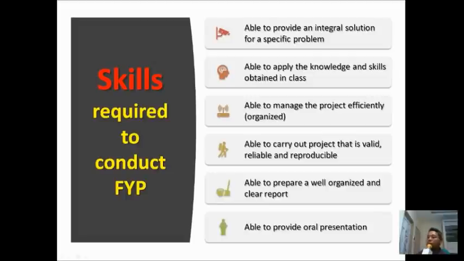Secondly, able to apply the knowledge and skill obtained in class. Since you are now in semester 7, we expect you to apply all the knowledge that you have gained in the previous 6 semesters. Then the third one is able to manage the project efficiently, organized. Here, quite simple to understand. You have to plan your FYP project and then try to execute your plan efficiently.